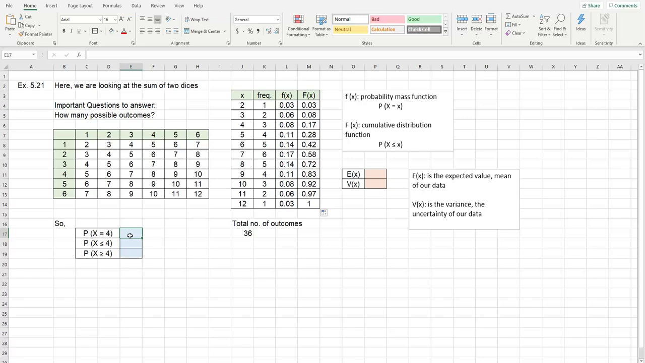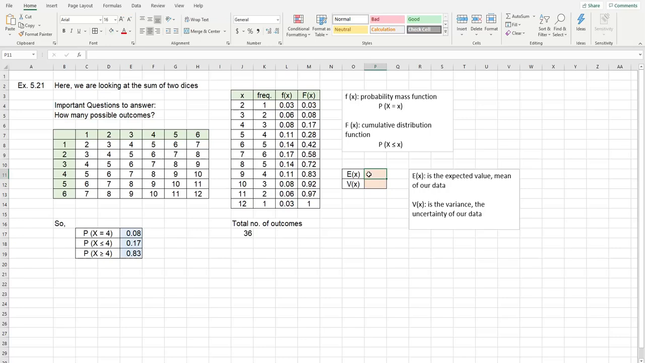The probability of getting a sum of 4 in this situation would be 0.08, as we can see from the table. The probability of getting a sum of 4 or less would be 0.17, and the probability in the other direction, of getting a sum that is more than 4, would be 1 minus the previous value.